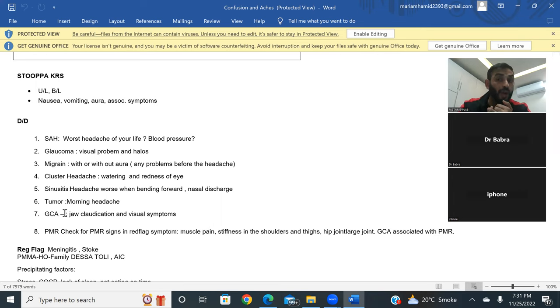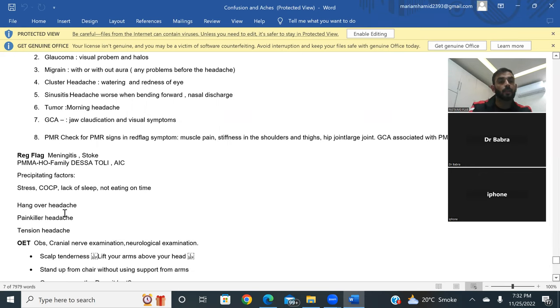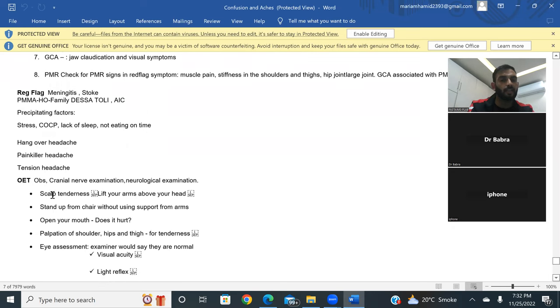How will you ask? Do you have any pain by chewing? While eating? Do you have any pain while combing? Do you have any pain while lifting? While combing, he can have shoulder pain as well. He can have tenderness as well. So in one scenario, you can do both of them. Then you will be taking all the history of OCPs, all these things, not sleeping well and all that. You will be doing that.